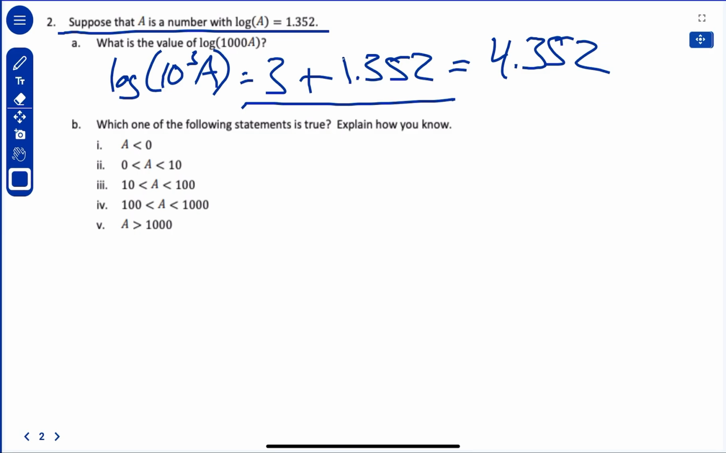All right? B says, which one of the following statements is true and how do you know? So based on this problem, A is less than 0, A is between 0 and 10, 10 and 100, 100 and 1,000, or greater than 1,000. What was it? Yeah, it's going to be in between these two. Why? Because log of 1,000 is 3. So we have 3 already, which means log A had to be 1 point something, which it gave us 1 point something. Okay.